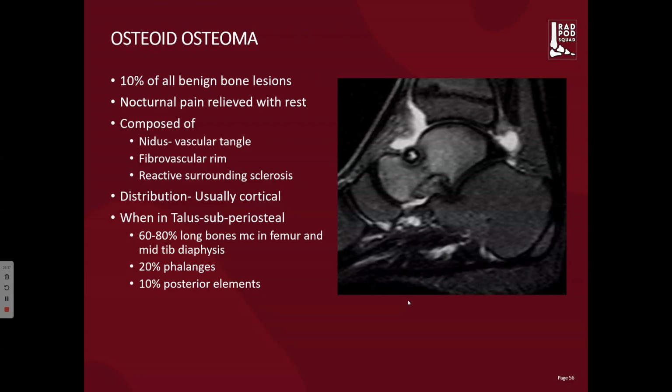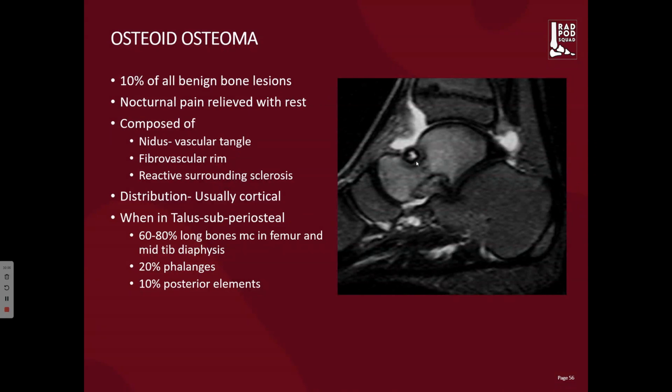It happens with pain at night, relieved with rest. It's composed of a nidus, a central vascular tangle, seen here in this talar neck. There is a fibrovascular rim, and then it induces a reactive surrounding sclerosis. The distribution is usually cortical. When it's in the talus, it can also be subperiosteal.